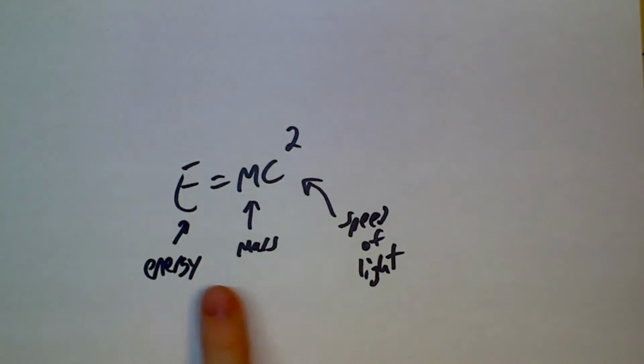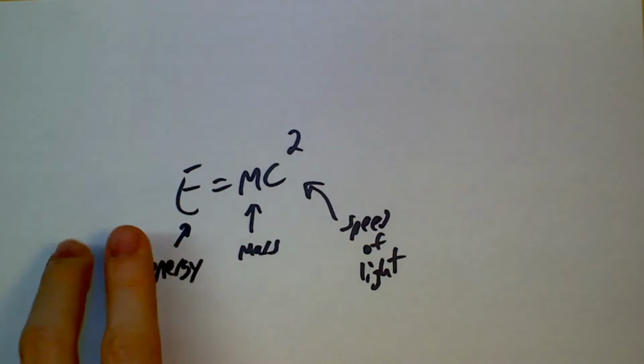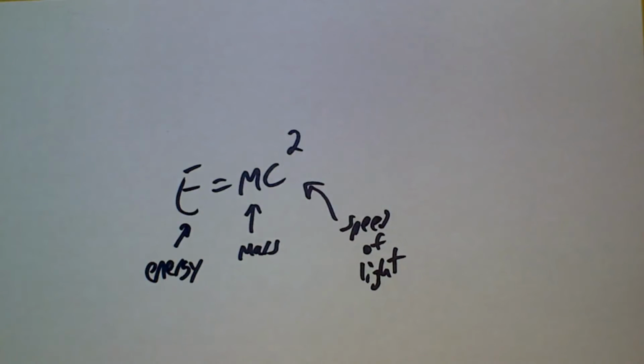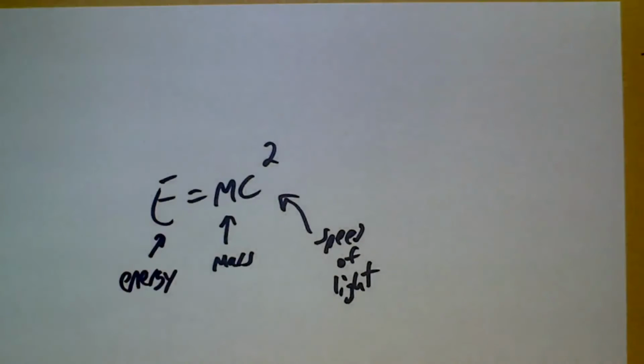But we have energy equals mass times the speed of light squared. The speed of light is a constant. It's just a number that never changes. So I want to look at the relationship between energy and mass. What kind of relationship is that? What does it look like to you guys? Which one of the three that I showed you before does Einstein's equation match up with the best?